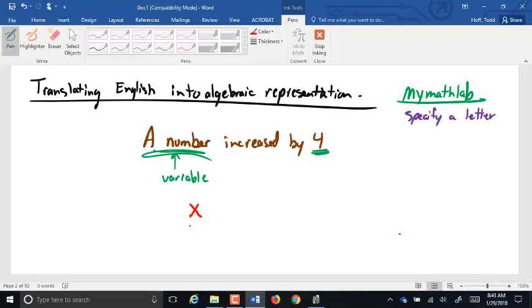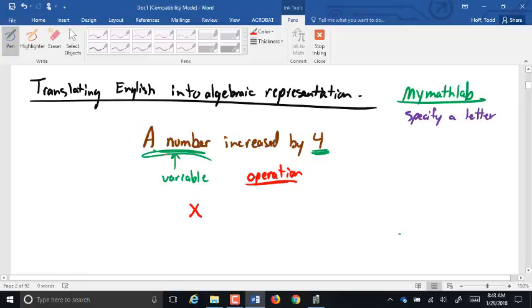The third piece of information is some sort of an operation. What is going on between that unknown number and our 4? What operation is implied here? Addition. Increased by means addition. So x plus 4, or a number plus 4.